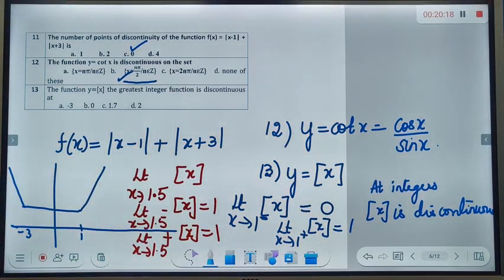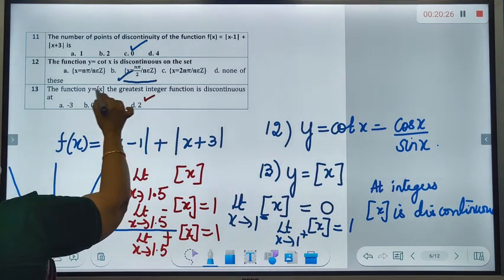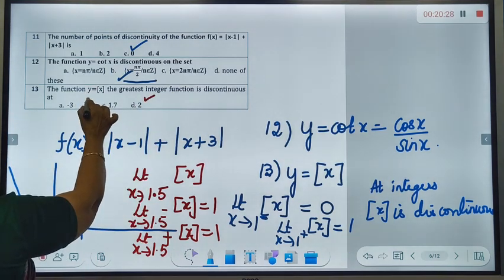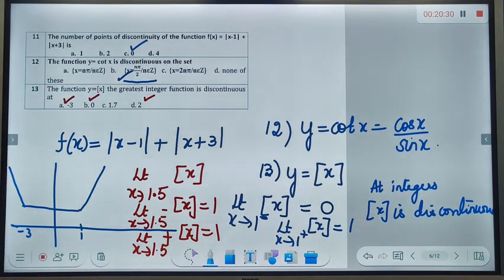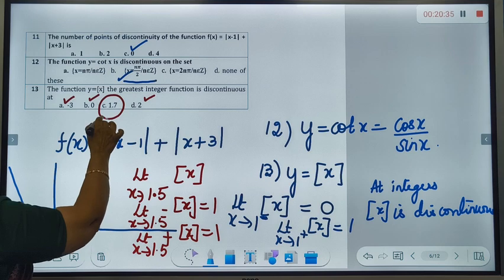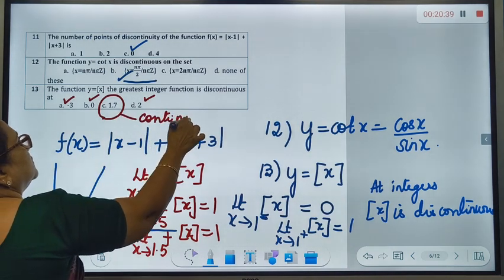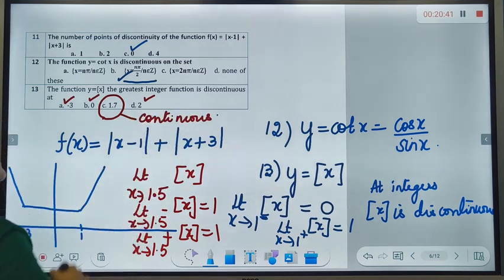So where is it discontinuous? It is discontinuous at integral values. So the greatest integer function is discontinuous at 2, it is discontinuous at 0, it is discontinuous at minus 3. So it is continuous only at 1.7. I hope it is clear.